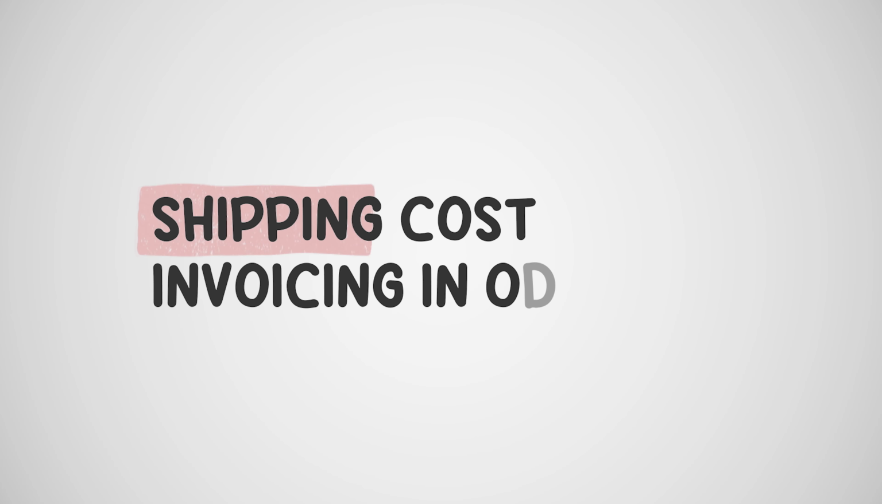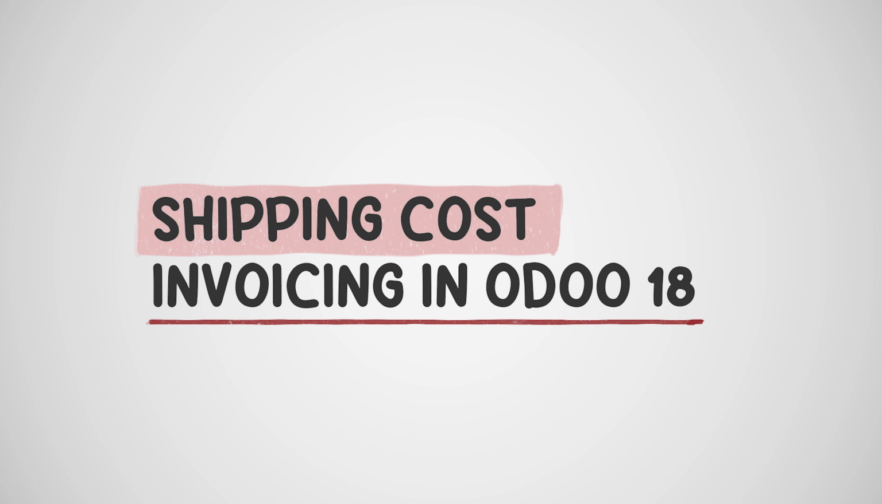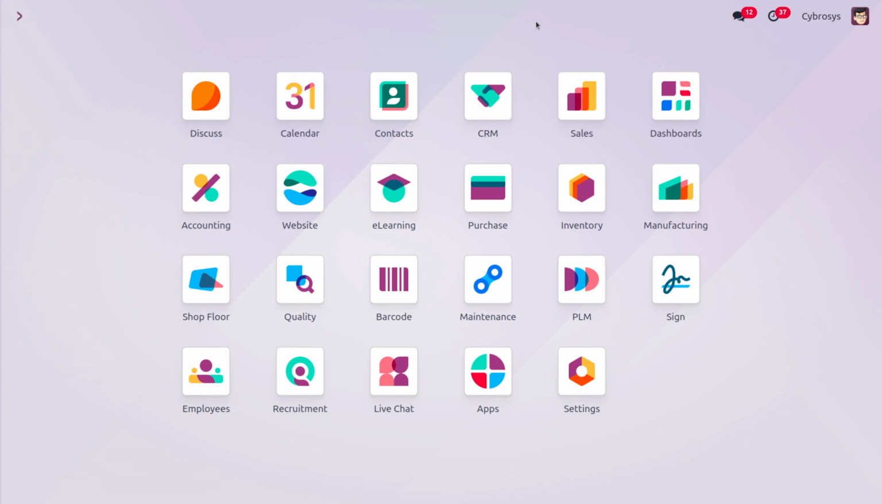In today's video, we will discuss shipping cost invoicing. Invoicing customers for shipping after delivery ensures accurate charges based on real-time shipping factors like distance, weight, and method. In Odoo, shipping cost can be invoiced in two ways. Agree with the customer on a fixed cost and include it in the sales order, or invoice the shipping cost to the customer post delivery, which reflects the actual expenses incurred by the business.